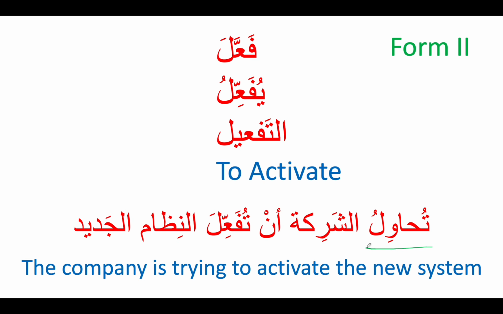So our verb here is حاول, يحاول, form 3. الشركة is the company, and then we have أن again, which means to. So after أن, the verb needs to be in the subjunctive. So that's why it's تفاعل. Okay? So that's why the فتحة. And it's تفاعل because it's the شركة, which is feminine singular. So that's why it takes the هي ending for the verb. نظام is system, جديد is new.